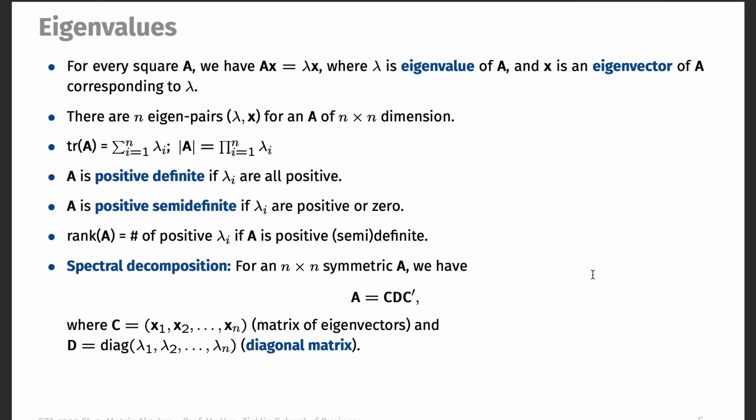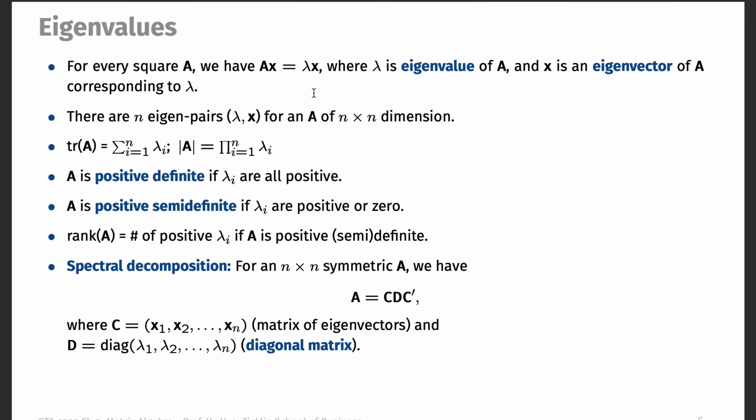So eigenvalues are important. For every square matrix, if you can find a vector x such that Ax is lambda x, what does it mean? Remember when we talked about Ax, a matrix is a transformation. A is a square matrix, so it's transforming this vector, and if this vector happens to be such that the transformation by A is just a rescaling of x.